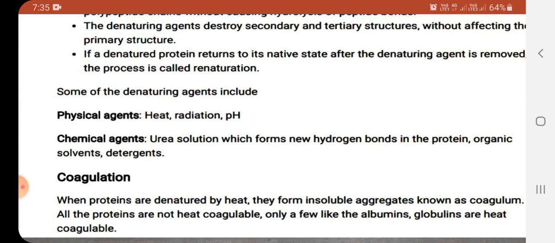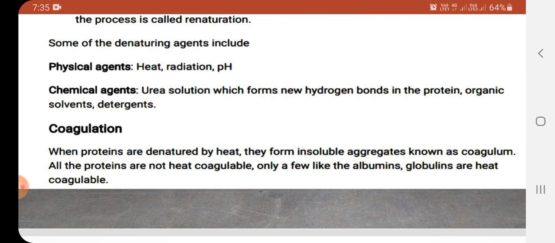The next property is coagulation. When proteins are denatured by heat, they form insoluble aggregates known as coagulums. All the proteins are not heat coagulable, only a few like albumin and globulins are heat coagulable.